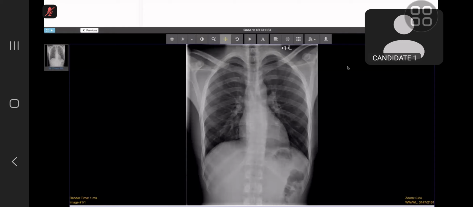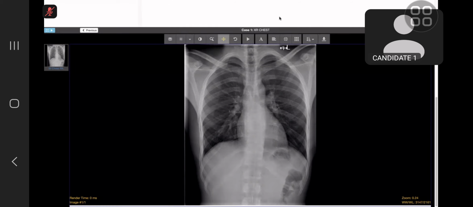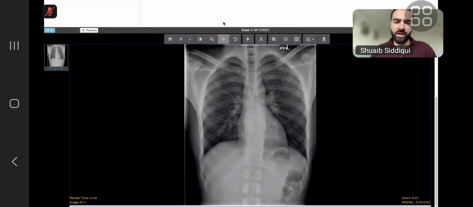The visualized bones appear grossly normal. I'm trying to look at the review areas to look for any abnormality. The apex appears normal. Retrocardiac appears normal. The diaphragms appear normal. And trying to look at the soft tissue and the bones in the periphery. Okay, what are the review areas?